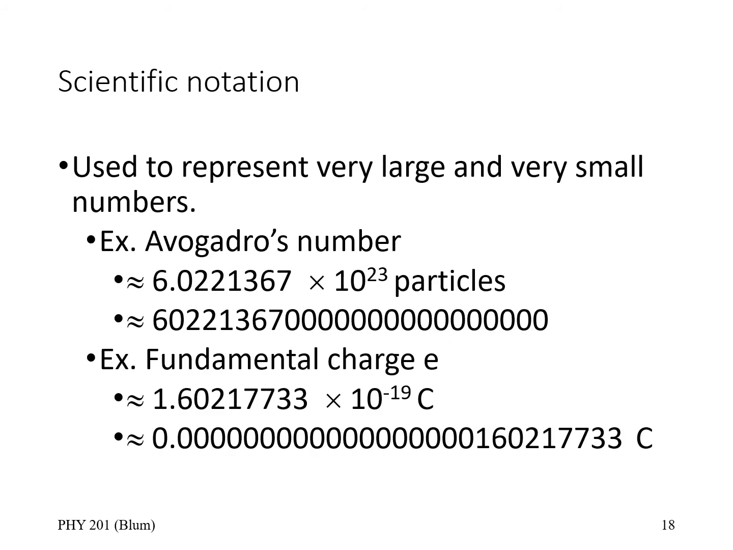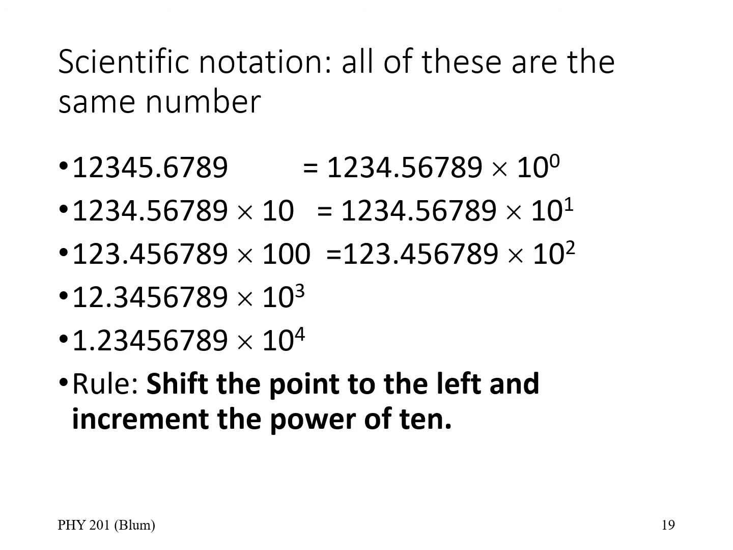Recall that scientific notation is used to represent very large and very small numbers. For example, Avogadro's number is 6.022 times 10 to the 23. This is a large number. Or the fundamental charge is 1.602 times 10 to the minus 19 coulombs. This is a very small number. Let's recall how scientific notation works.